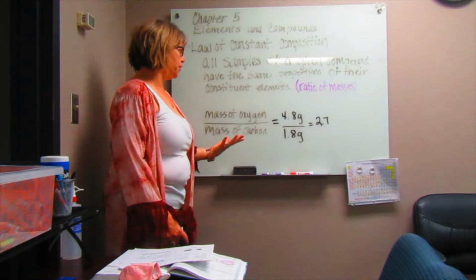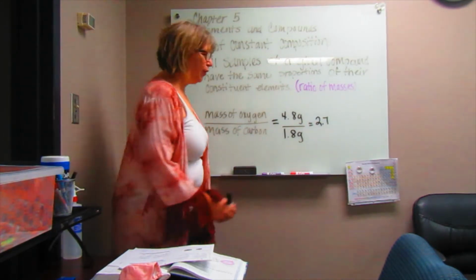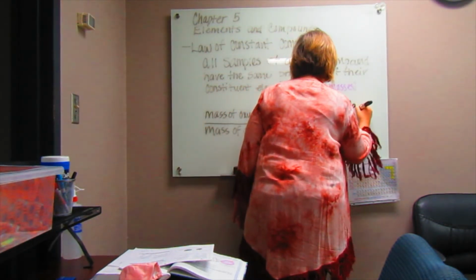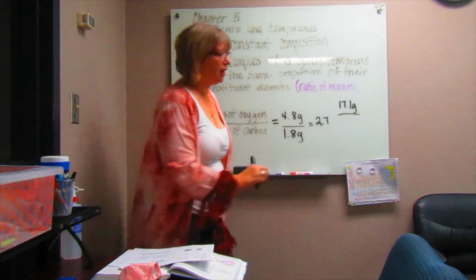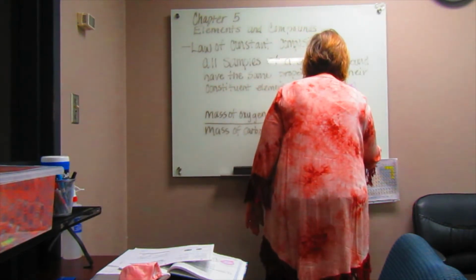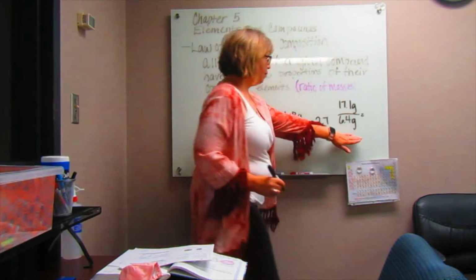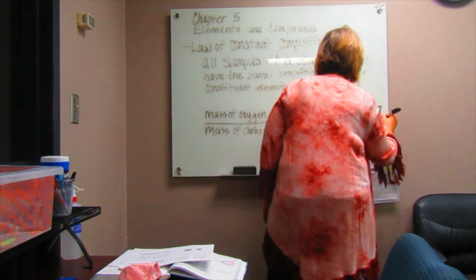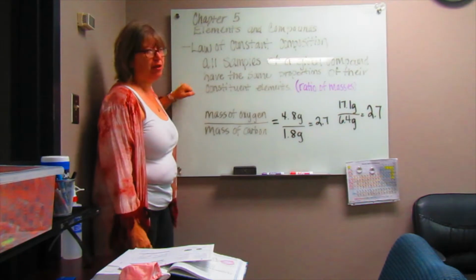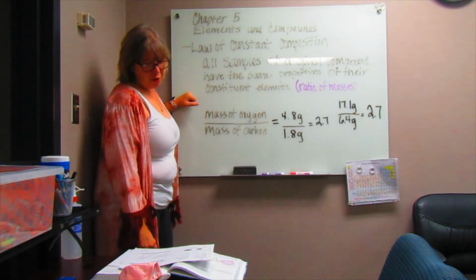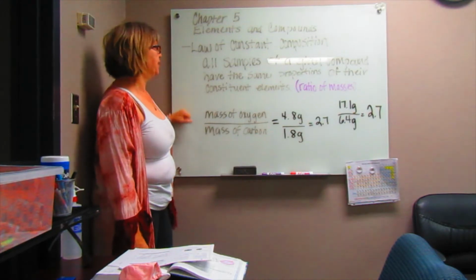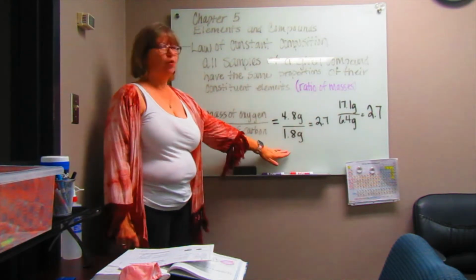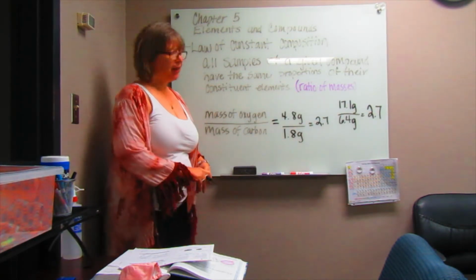So we'll look at another sample. In that second sample we have 17.1 grams of oxygen and 6.4 grams of carbon. But when we do our calculation, we get the same answer. We get 2.7. So this falls in line with the law of constant composition, okay? So keep that in mind. You're going to have some sample problems asking you to find the ratio of the masses. Very simple.